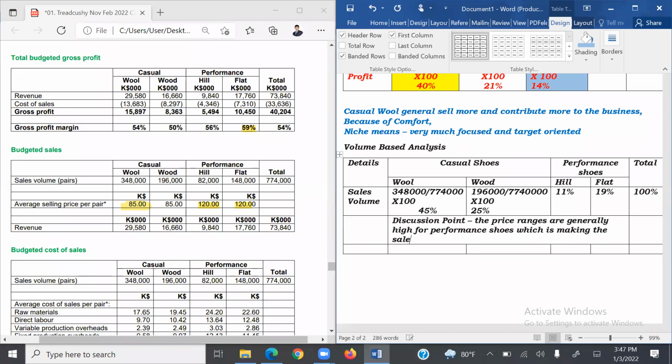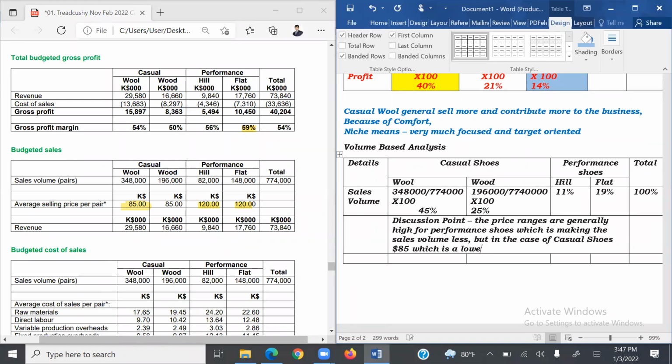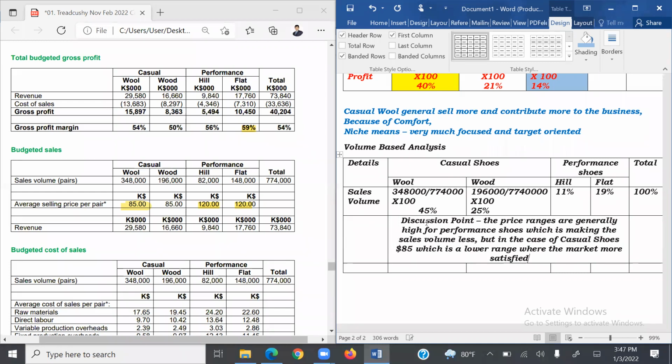This is making the sales volume what, students? Sales volume less. Do you agree with me? Of course. But in the case of casual shoes, $85, which is a lower range, where the market is more satisfied. Because, students, price always plays a major role.